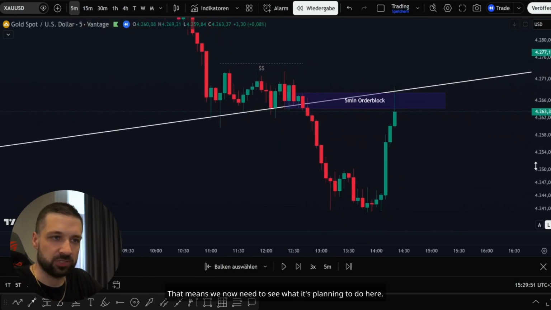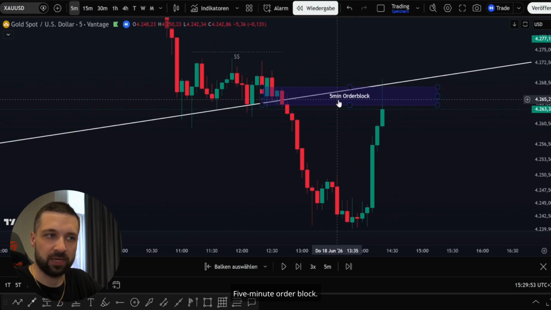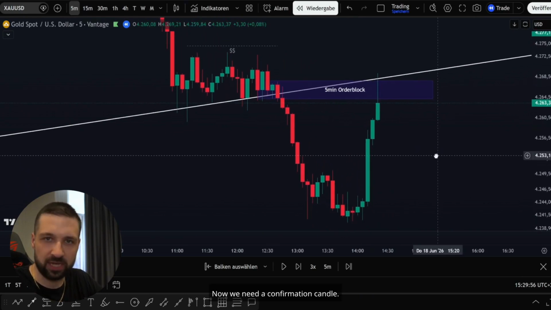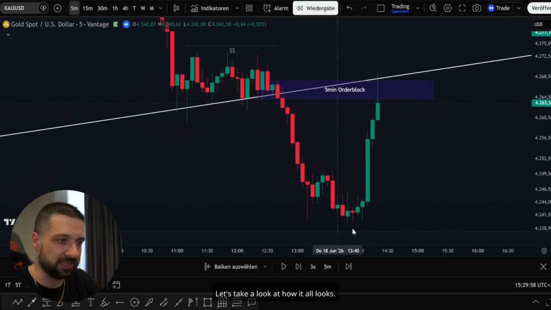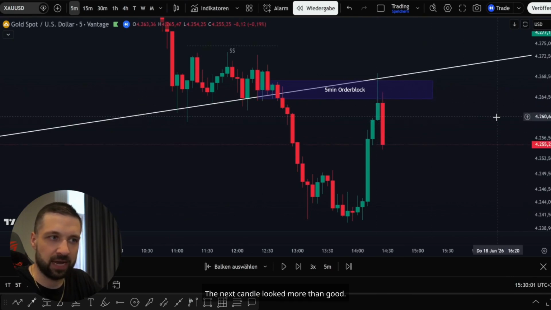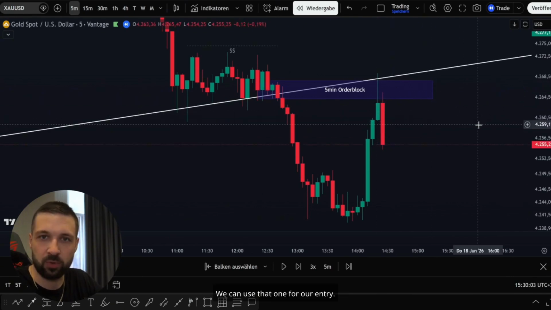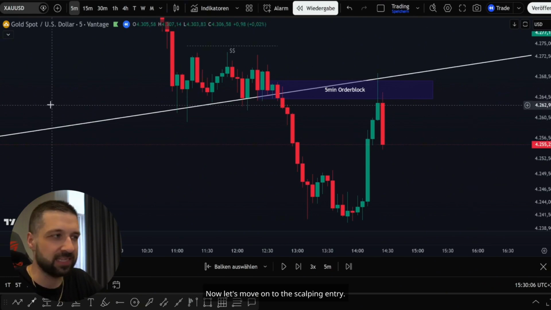That means we now need to see what it's planning to do here. 5-minute order block. Now we need a confirmation candle. That's the next step. Let's take a look at how it all looks. The next candle looked more than good. We can use that one for our entry. Now let's move on to the scalping entry.